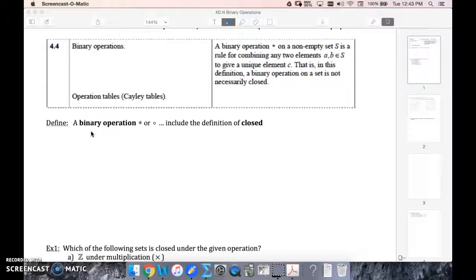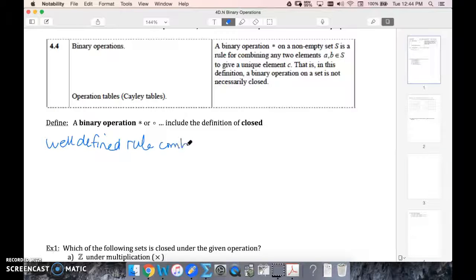elements of the set. There's also unary operations and ternary, which would have 3 elements. But in this course, this is another one of your, if you want to know more, wait until college sort of things. In this course, we're only going to talk about binary operations. So a binary operation is a well-defined rule for combining 2 elements of the set. Okay, so well-defined rule combining 2 elements.